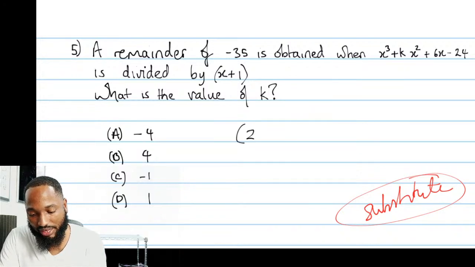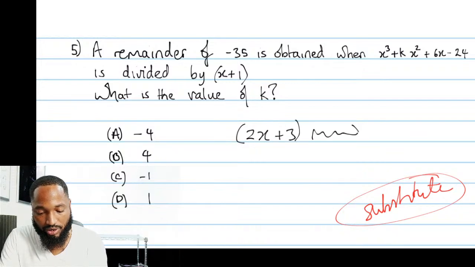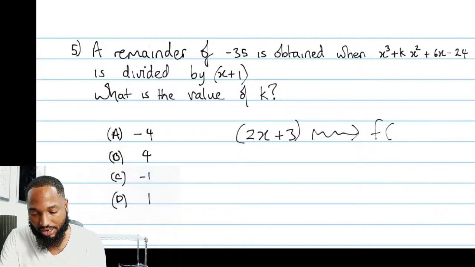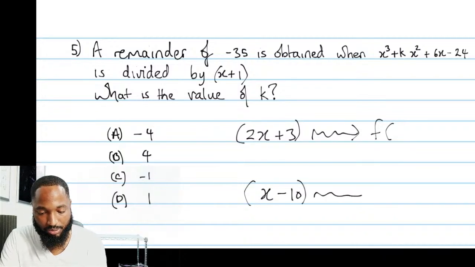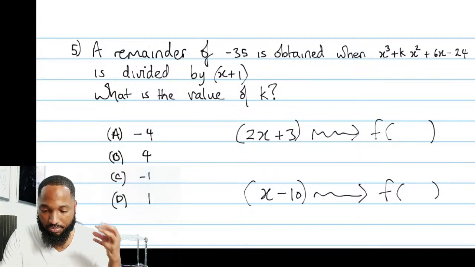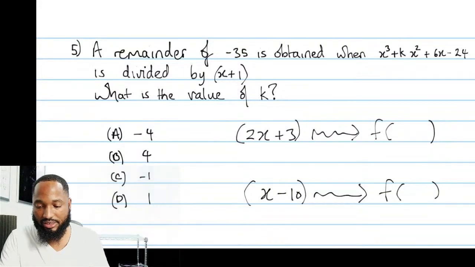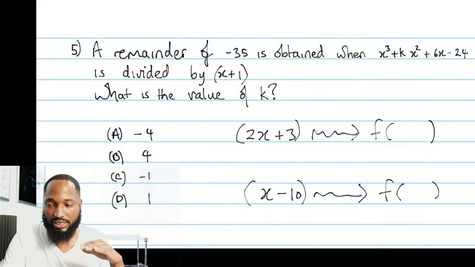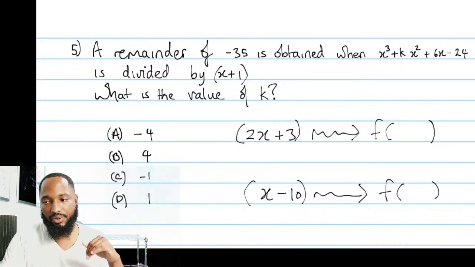People, remember, if the factor was like 2x plus 3, what are we going to put into the equation? F of what? If what we are dividing by was like x minus 10, what are we going to put into the equation, people? F of what? What are we going to put into the equation in terms of x to equate to the remainder, or to equate to 0 in the case of a perfect factor?